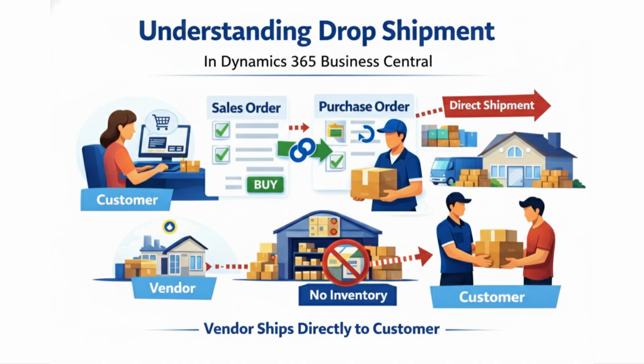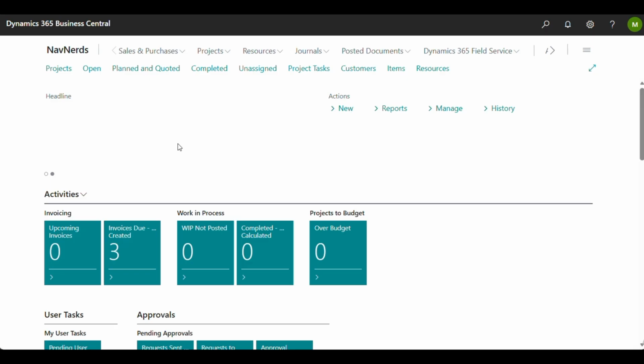Drop shipment reduces the inventory risk, improves cash flow, and simplifies operations by allowing vendors to ship directly to the customers without impacting inventory. And there's the punchline: sell first, buy later, store never. Now we will create a sales order and then link it to a purchase order.